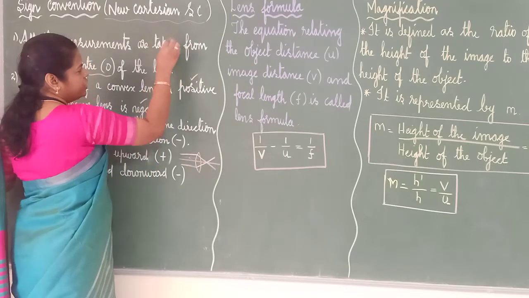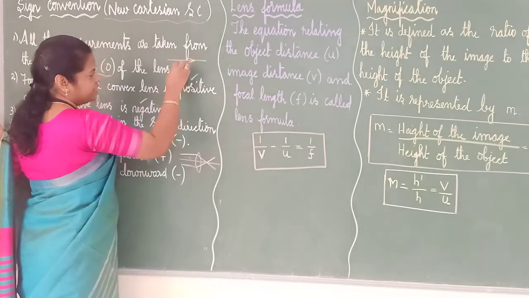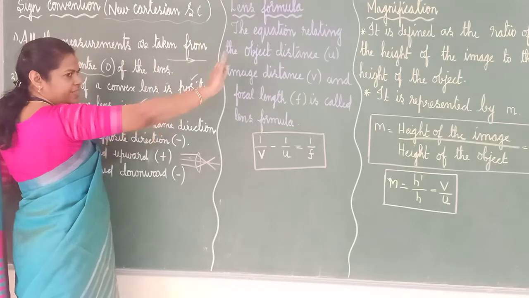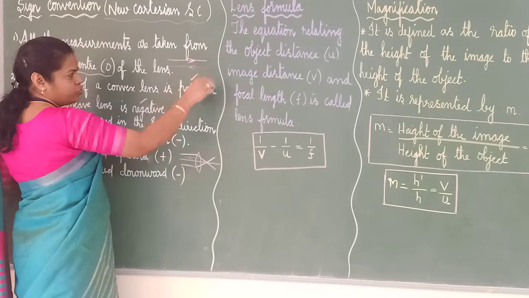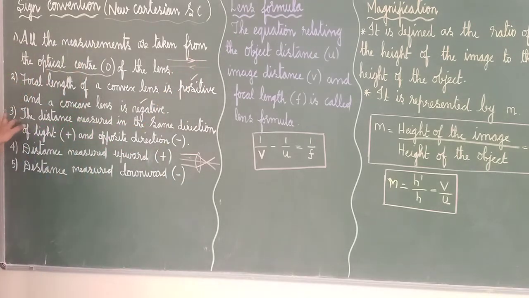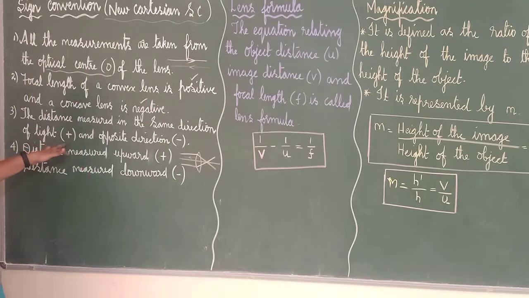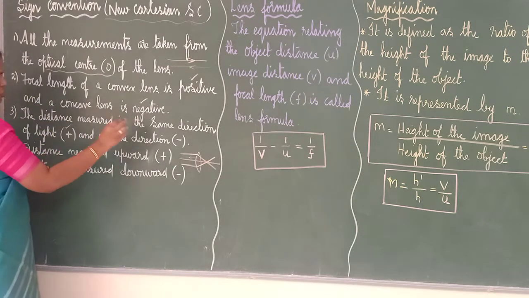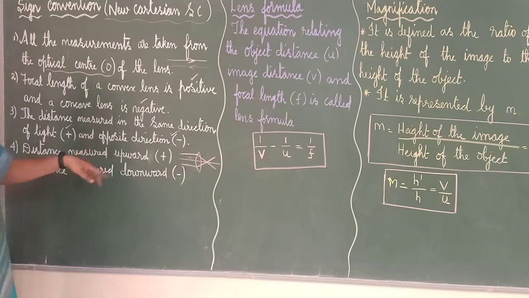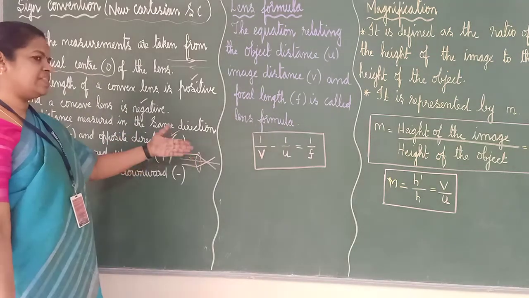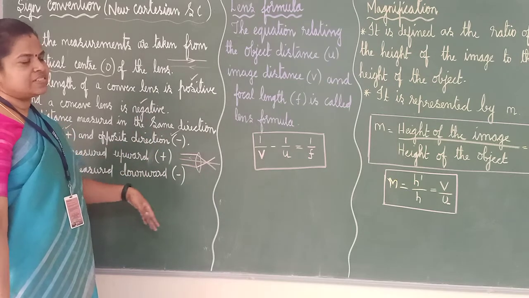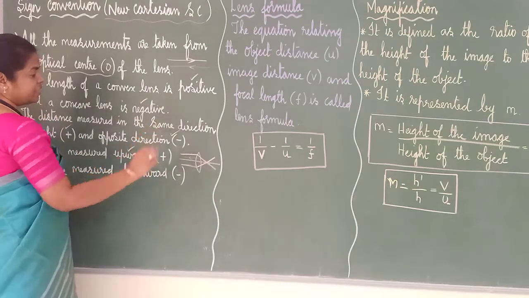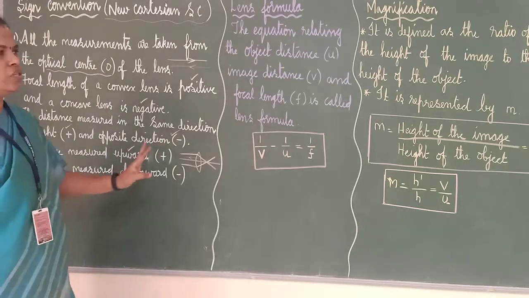The ray of light is moving from this side to that side. If you measure in the direction the ray of light is moving, it is positive. Opposite to that, it is negative. The distance measured in the same direction of light is considered positive and the opposite direction is considered negative. Then the distance measured upwards is positive, and the distance measured down is negative. These are the things we have studied in mirror also. It will be clear, I think, once you study this.